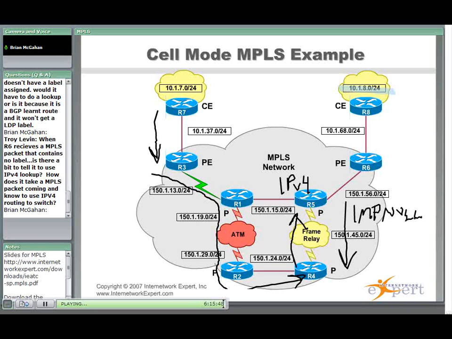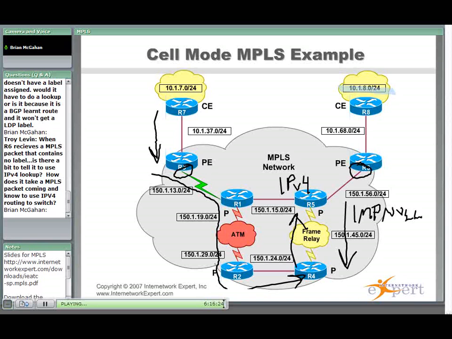Okay, let's take a look back at the diagram here. Now when router 3 sees the next hop of this route from router 6, it's saying use the next hop 150.1.56.6. This is learned via IS-IS, which is our IGP.